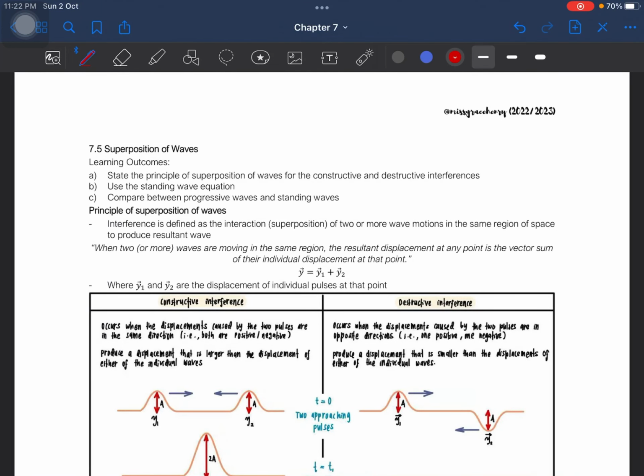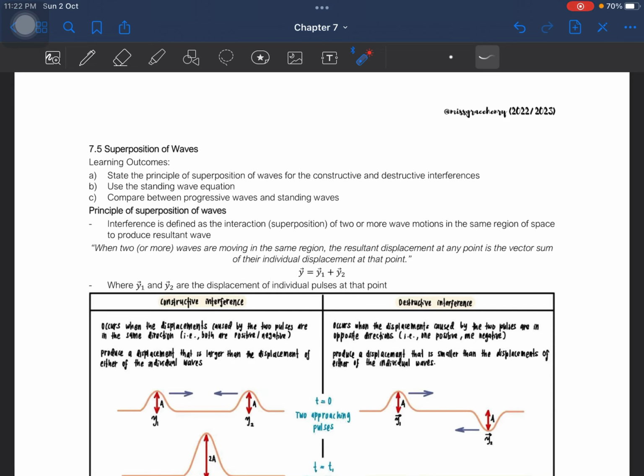Subtopic number 5, which is on superposition of waves. So in this subtopic, you have to be able to state the principle of superposition of waves for the constructive and destructive interferences, use the standing wave equation, and lastly compare between progressive waves and standing waves.